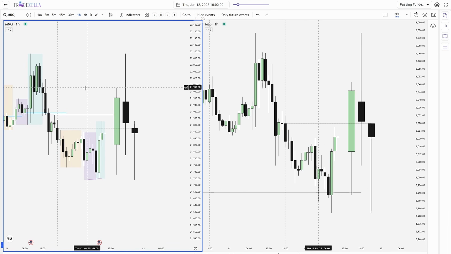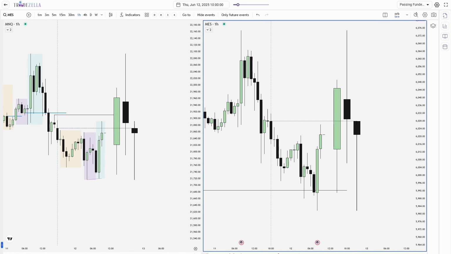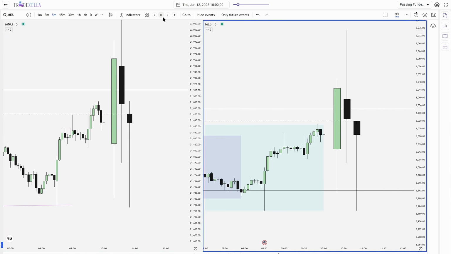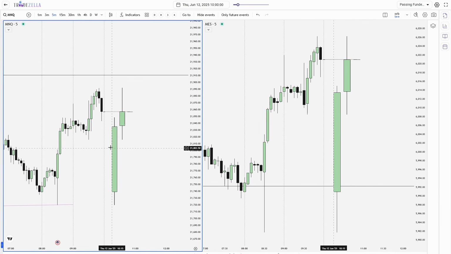So if we can get an entry to this high, we can take it. And the ES kind of is a lagging asset. We can also use that for a drawn liquidity. Dropping down to the 5-minute, bringing the 1-hour candles on the right side.